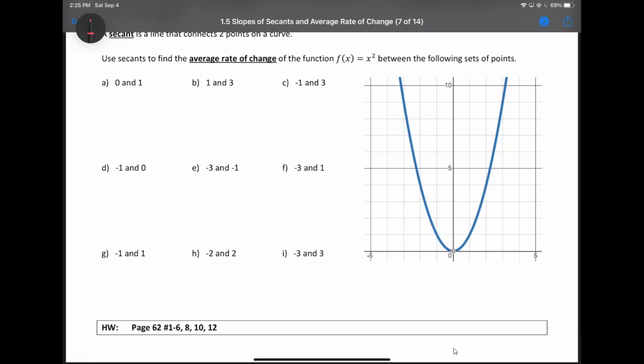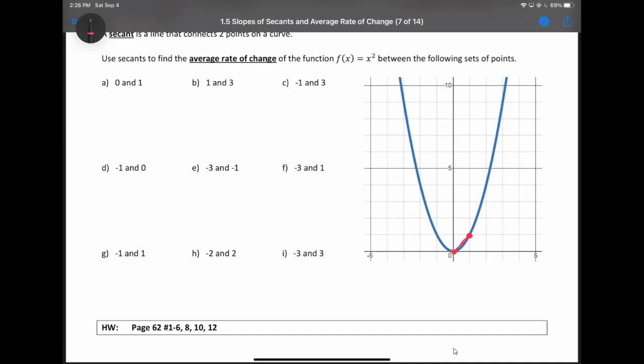Okay, the first one. Let's use secants to find the average rate of change of a function, f of x equals x squared, which is the one graphed there, between each of the following sets of points. By the way, these are the x values. So the first one we're going to look at between x equals 0 and x equals 1. Now if I connect those with a straight line, or an attempted straight line anyway, I can see that the slope is going to be 1 over 1, which is 1.